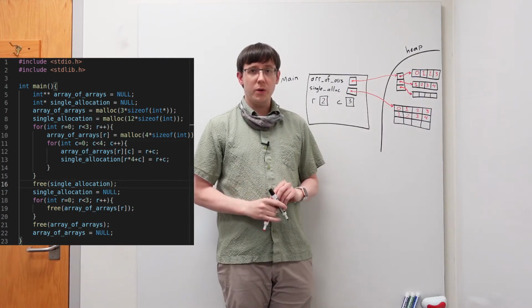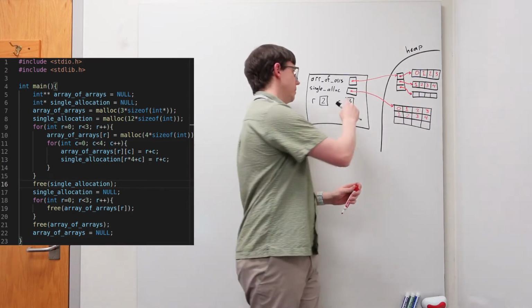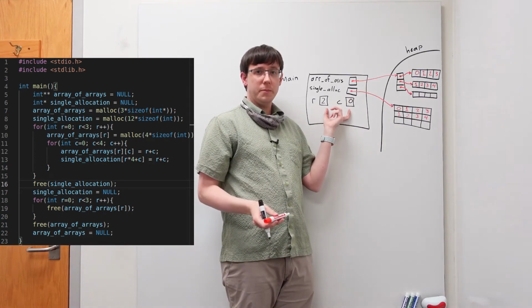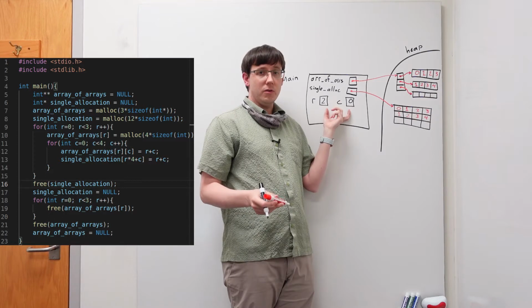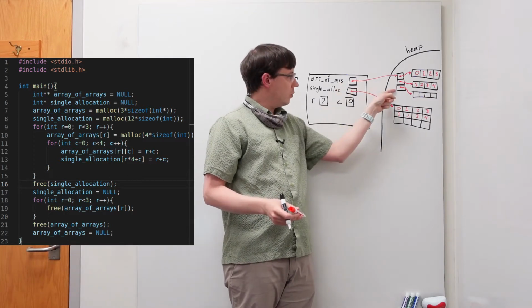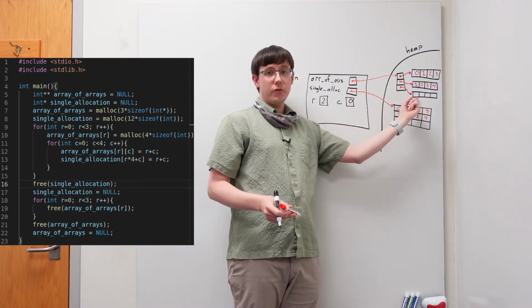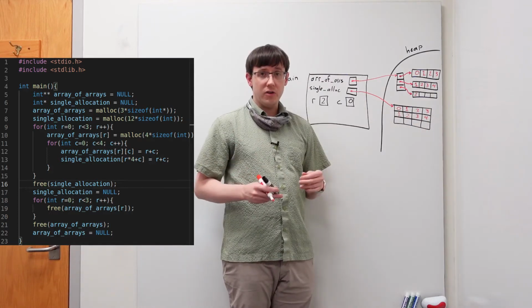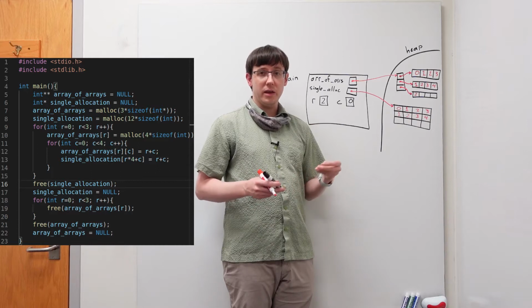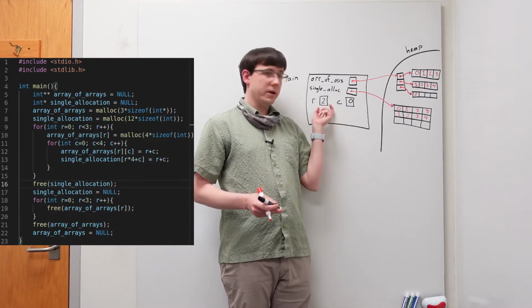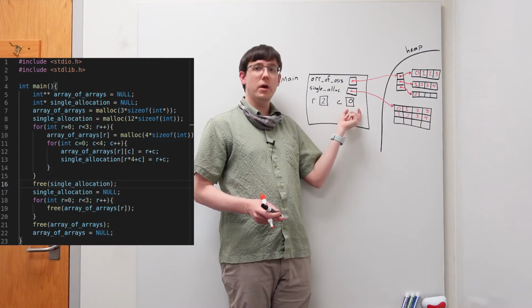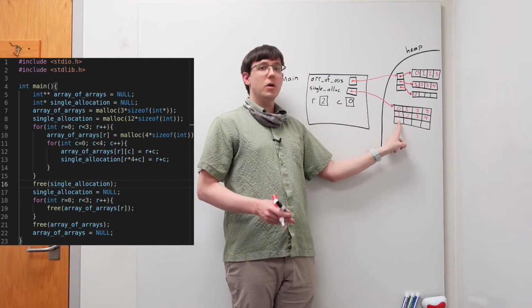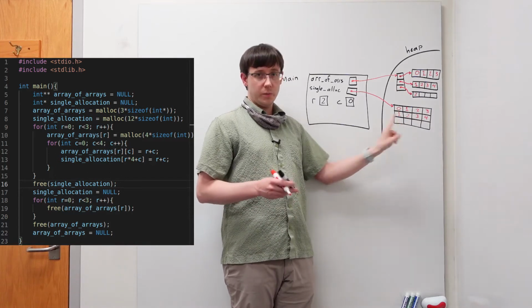Then in the inner loop, we'll initialize c to 0 and compute r plus c equals 2, which gets filled into index 2, 0 of the array of arrays. And in the single allocation array, we calculate the linear index 4 times 2 plus 0. So at index 8, which is this position, we will fill in a 2.